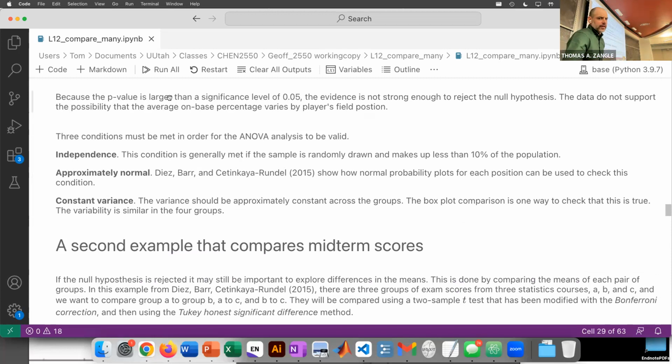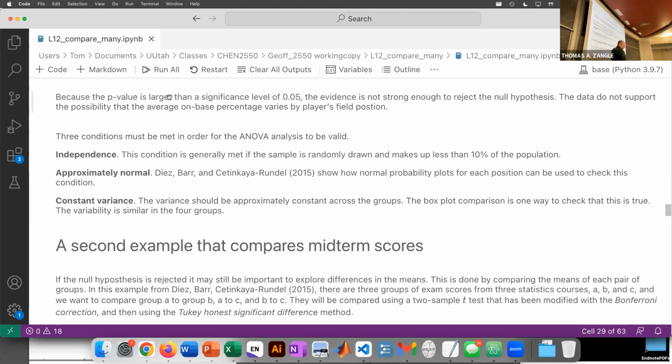There are some conditions that need to be met in order to do this ANOVA analysis. The first is independence. This means that all of our observations need to be independent from one another. We just state this condition is generally met if the sample is randomly drawn and makes up less than 10% of the population. We had 367 or so baseball players in our data set. I don't know the total number of baseball players that could have been drawn from, but we'll say that's less than 10%, because I assume this is over many years, not just a single year.